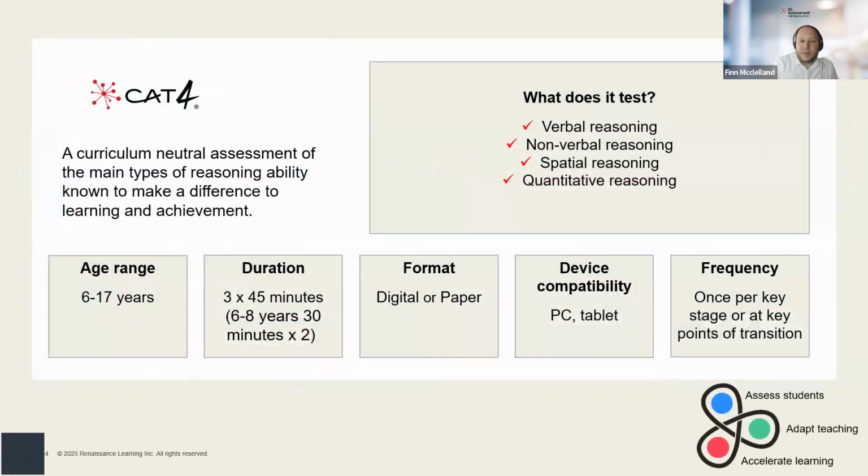So just a few things about the way that CAT4 is administered. It's an assessment which can be used either as a digital or paper-based assessment. We would generally recommend the digital testing where possible. For our youngest students, 6 to 8 year olds, it's a shorter version of the assessment, so just two lots of 30 minutes. For our older students, so from 8 up to 17, there are 3 parts to the test.